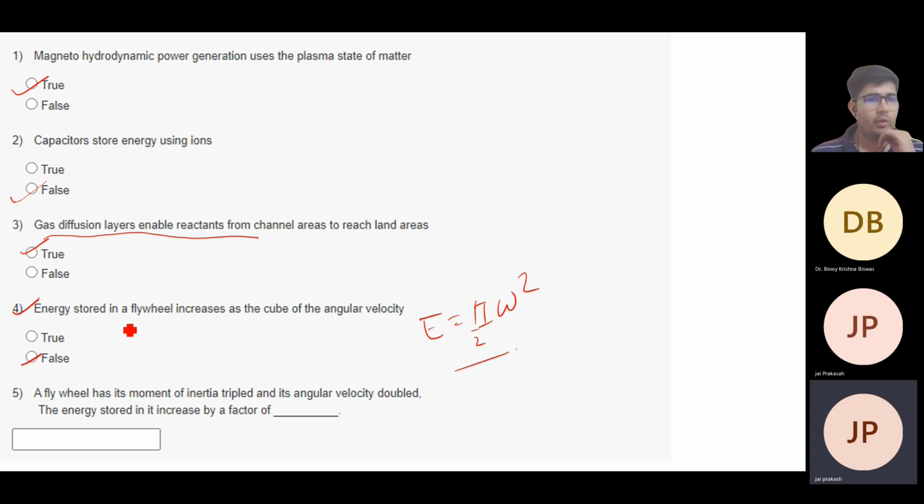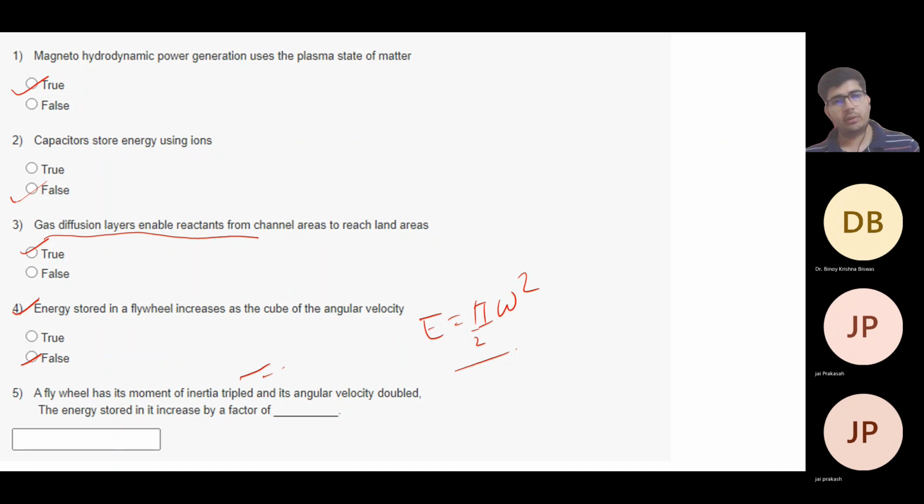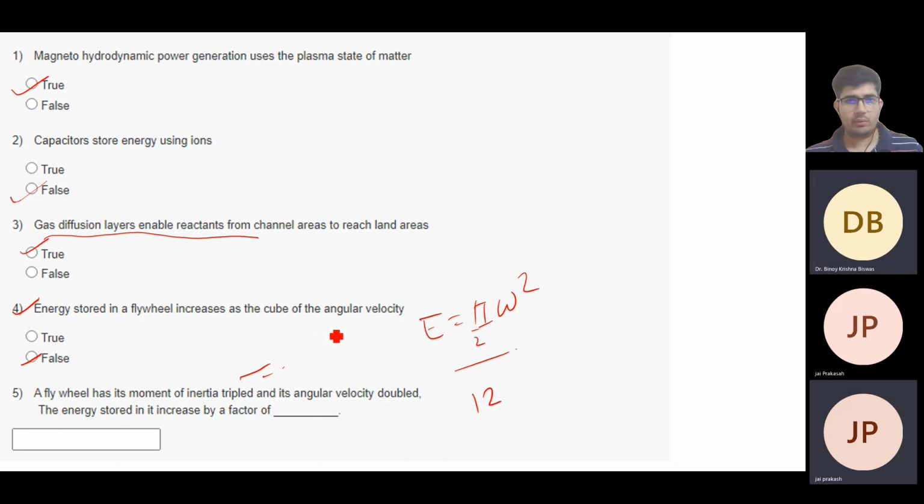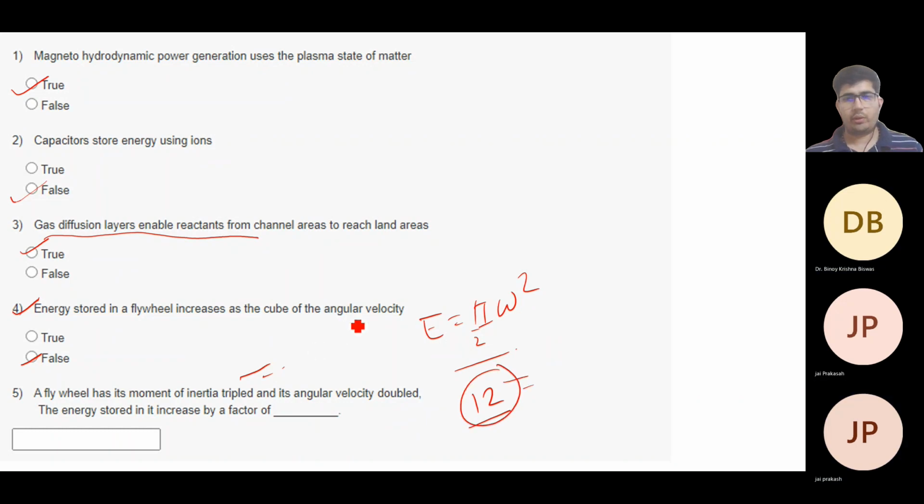A flywheel has its moment of inertia tripled and its angular velocity doubled. The energy stored in it increased by a factor of? Right, calculate and give the answer. Sir, 12 times. Sorry, 12 times. Right. Okay, let's wait for 1 or 2 minutes more.